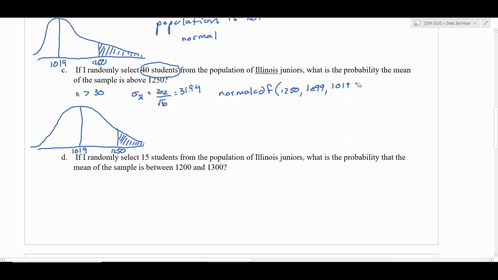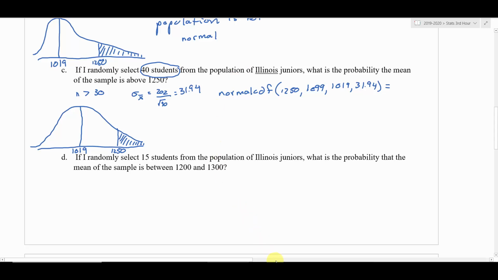And then it wants to know your standard deviation. And this is probably the most common mistake that students make on these problems, is that they will put the 202 in there. But remember, this is a sampling distribution now, since we're taking 40 at a time, so they want the new standard deviation, which is 31.94. Okay? And this will get us our probability.